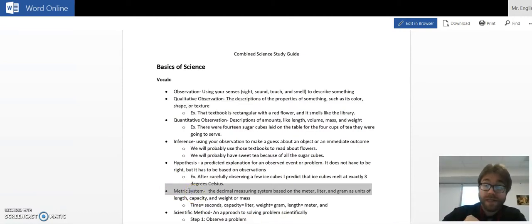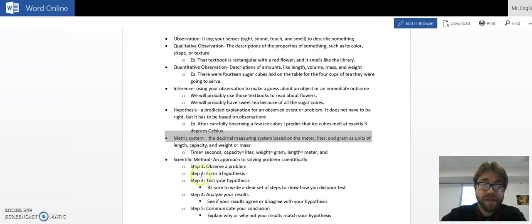The metric system, that's the next vocab word. It's a decimal measuring system, and it uses the meter, the liter, and the gram. Make sure that you remember for the test that we measure time in seconds, that we measure capacity with liters, we measure the weight with a gram, and we measure how long, the length, with a meter.